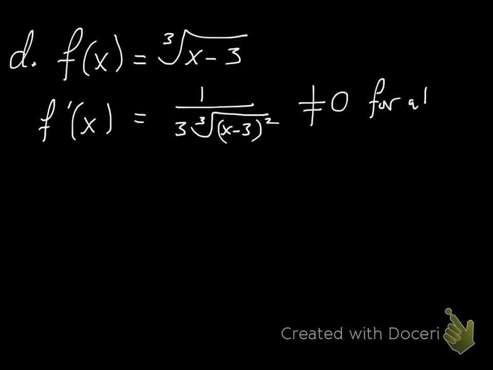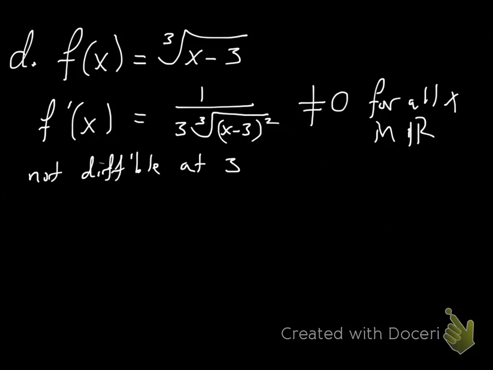And that's not going to equal 0 for all real numbers. So remember, the fraction's only equal to 0 when the numerator is equal to 0. So 1's never going to equal 0. So there are no critical numbers in the sense that the derivative is equal to 0. However, the function is not differentiable at 3. So that's a critical number that we need to consider now. We need to take a look at it.